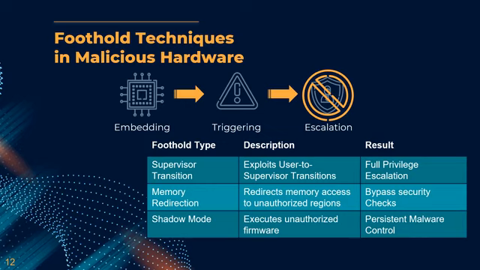Next, the memory redirection. In this foothold, the Trojan redirects protected memory to malicious areas, enabling the Trojan to bypass access controls and rewrite sensitive data. And finally, in shadow mode, this foothold allows the Trojan to install unauthorized firmware updates, ensuring the malware persists even after reboots or resets.